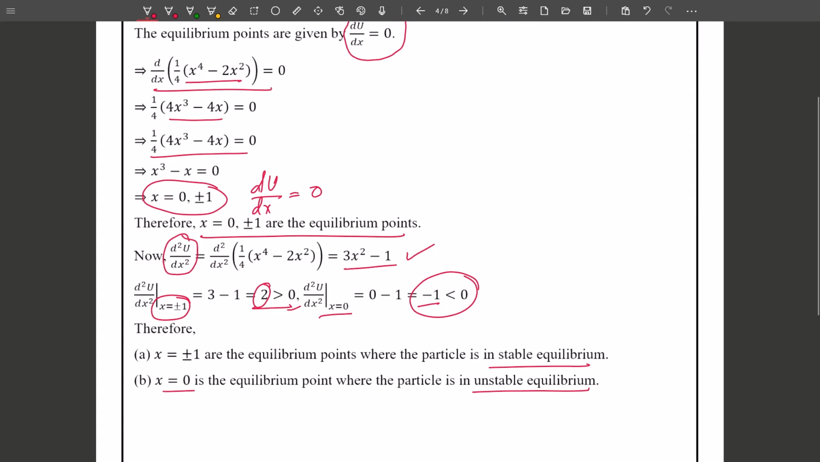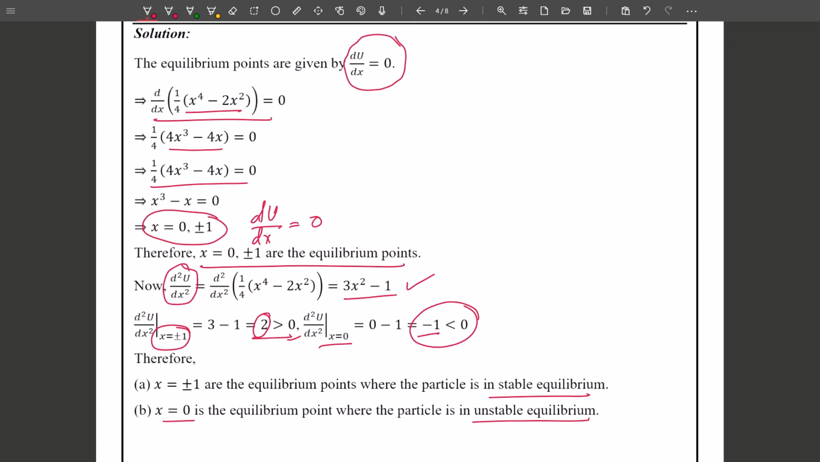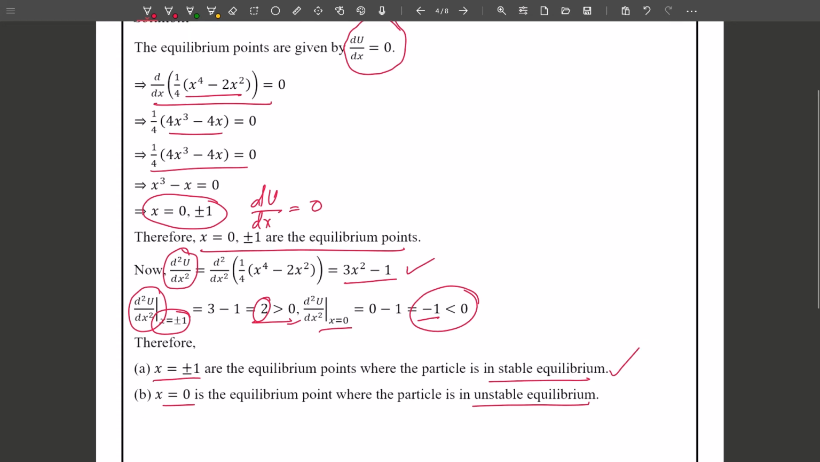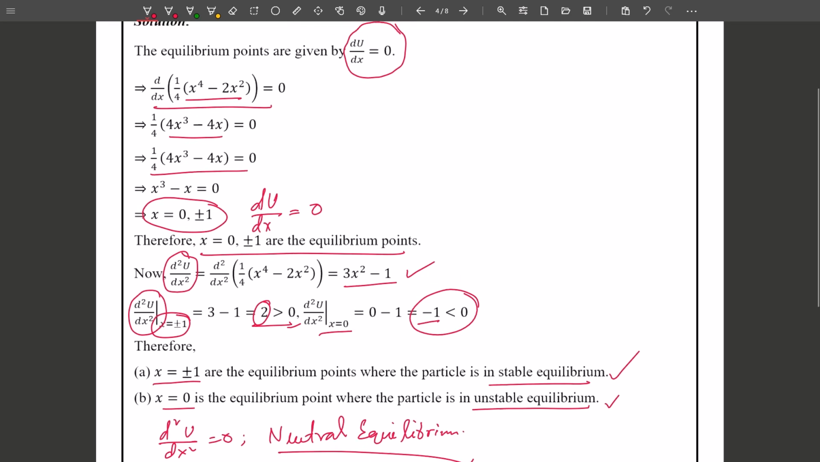Let's go through this once again. If the sign of d2U/dx squared is greater than 0, then it gives a point of stable equilibrium. If the sign is less than 0, it gives an unstable equilibrium, and also if d2U/dx squared is 0, it gives neutral equilibrium. Here there is no point of neutral equilibrium, but in other problems or other cases you can find a point of neutral equilibrium as well.